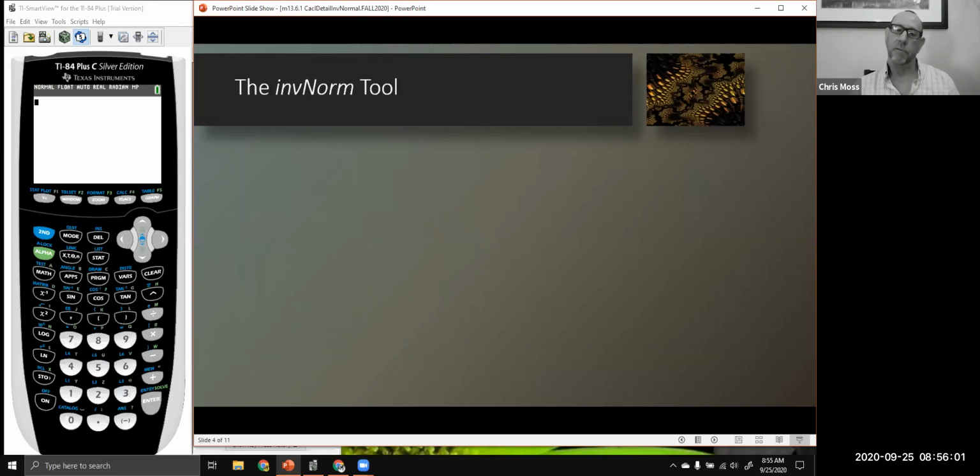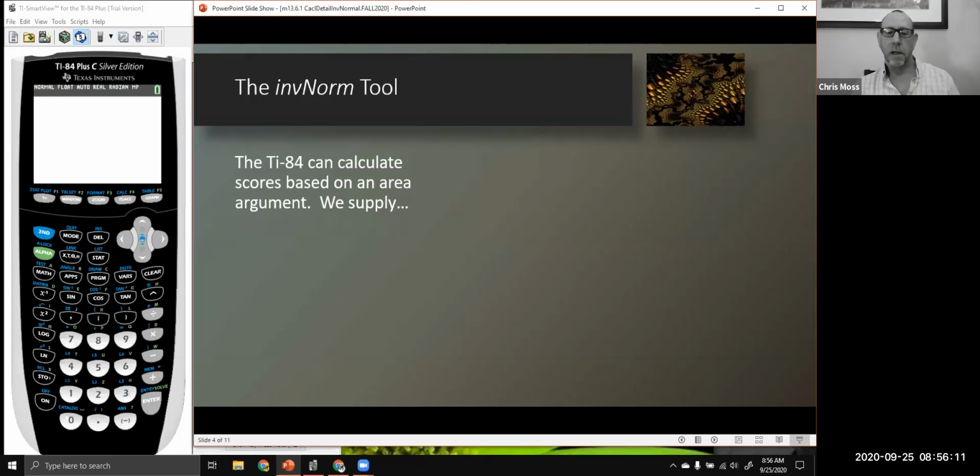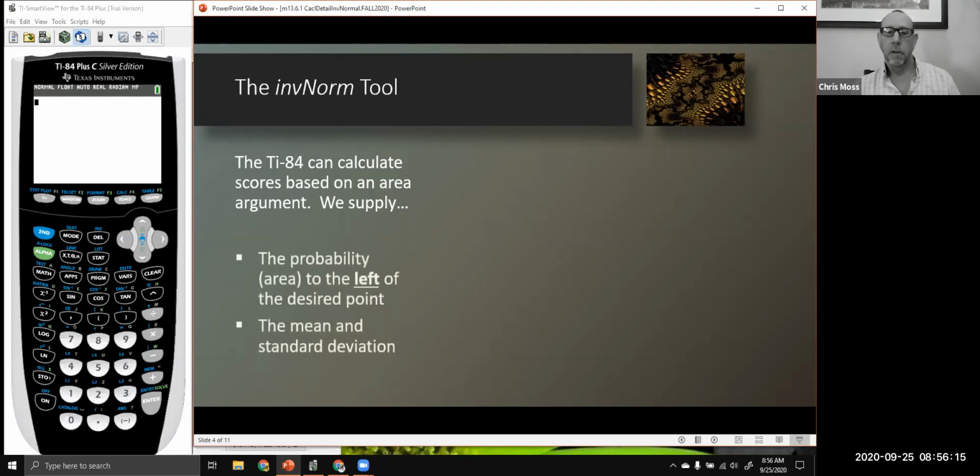Now, a little bit about the inverse norm tool. We can calculate scores based on an area argument. So we provide the probability or the area, sometimes in terms of a percentage, and we work backwards towards a score. It's a little bit fussy. I need to provide probability to the left of whatever point I desire. I'll also need to know the mean and the standard deviation.